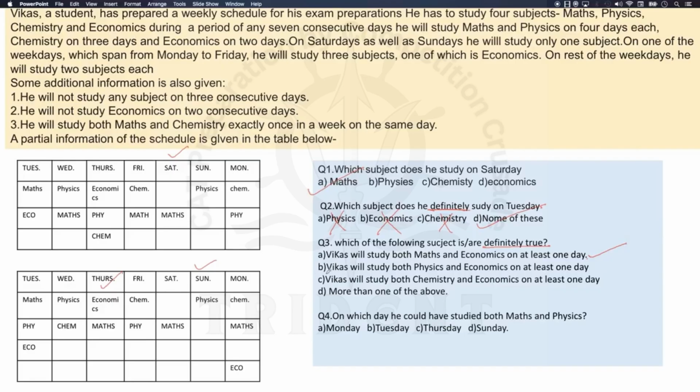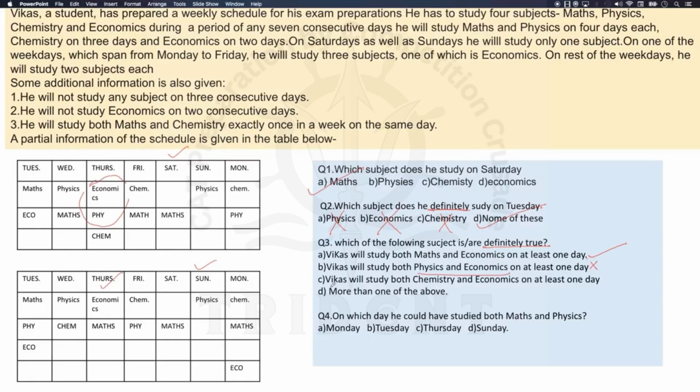Now let's look for the B. Vikas will study both physics and economics on at least 1 day. Physics and economics. So yep, it is possible in table 1 over here. Okay, let's see over here in table 2, anywhere physics and economics. Definitely physics and economics. So this is not possible because economics has two chances. So it cannot be put under definitely. Anywhere else, physics and economics, no. So second option is wrong.